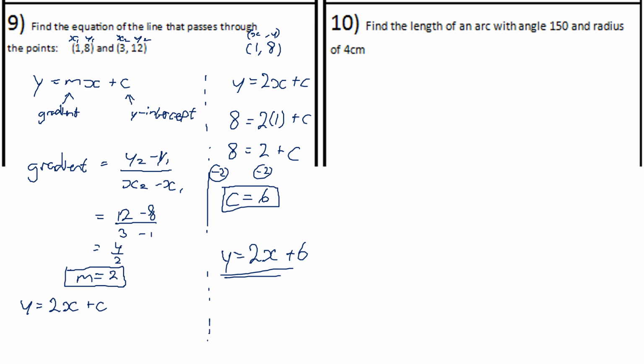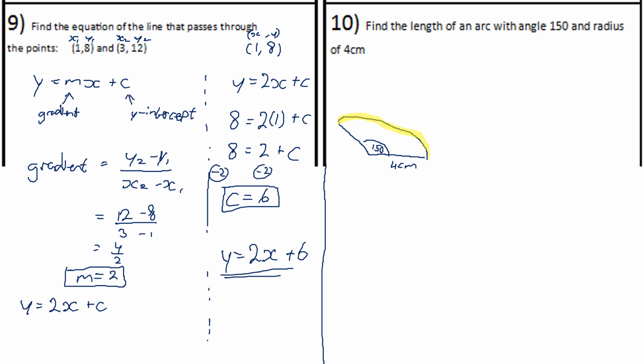Good, okay, so for question number 10, we want to find the arc length. Remember, arc length is a fraction of the circumference of a circle, with angle 150 and radius of 4. Let's have a quick sketch of this. So that's 150 degrees. We've got a radius of 4, and we are looking for the arc length.